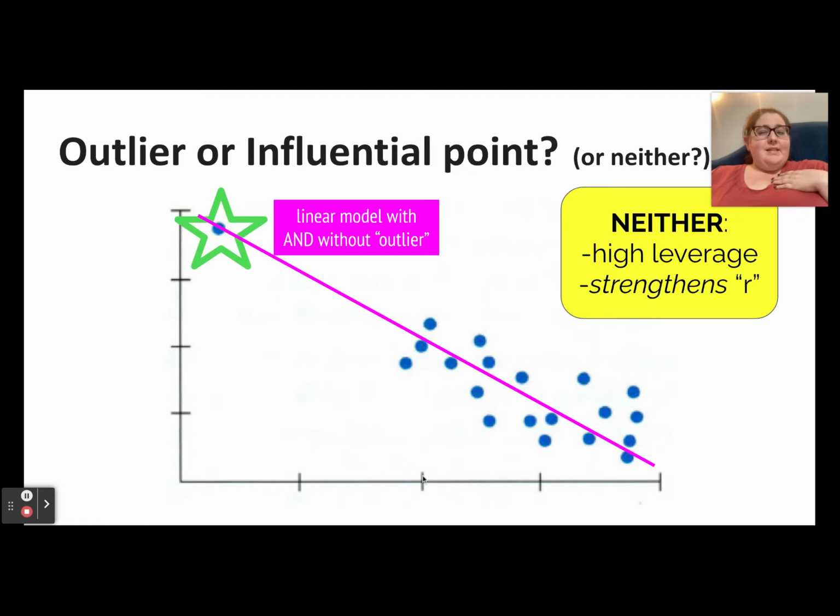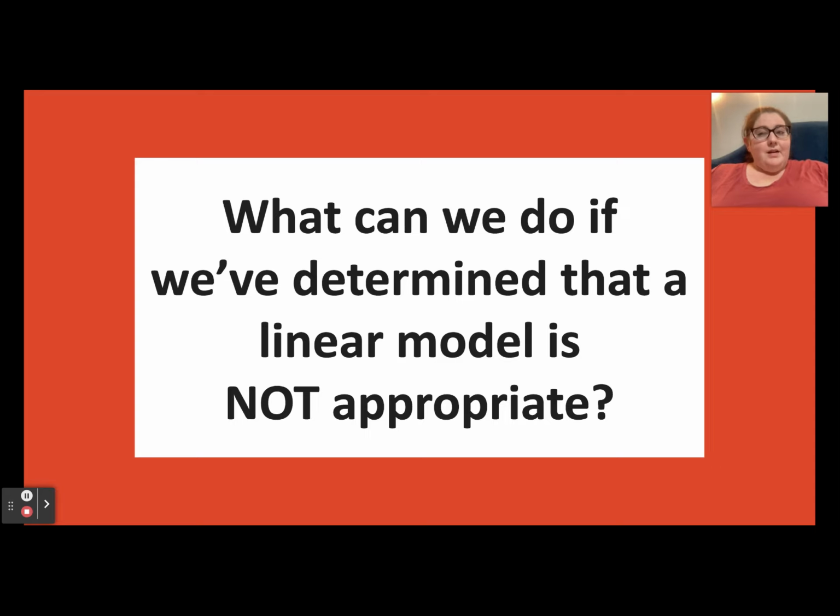So those are one example each of an outlier, an influential point, and one that is really neither. So that's really how we talk about outliers and how they affect things when we're dealing with two variable data. So last but not least, a little section of this lesson is what can we do if we determined that a linear model is not appropriate.